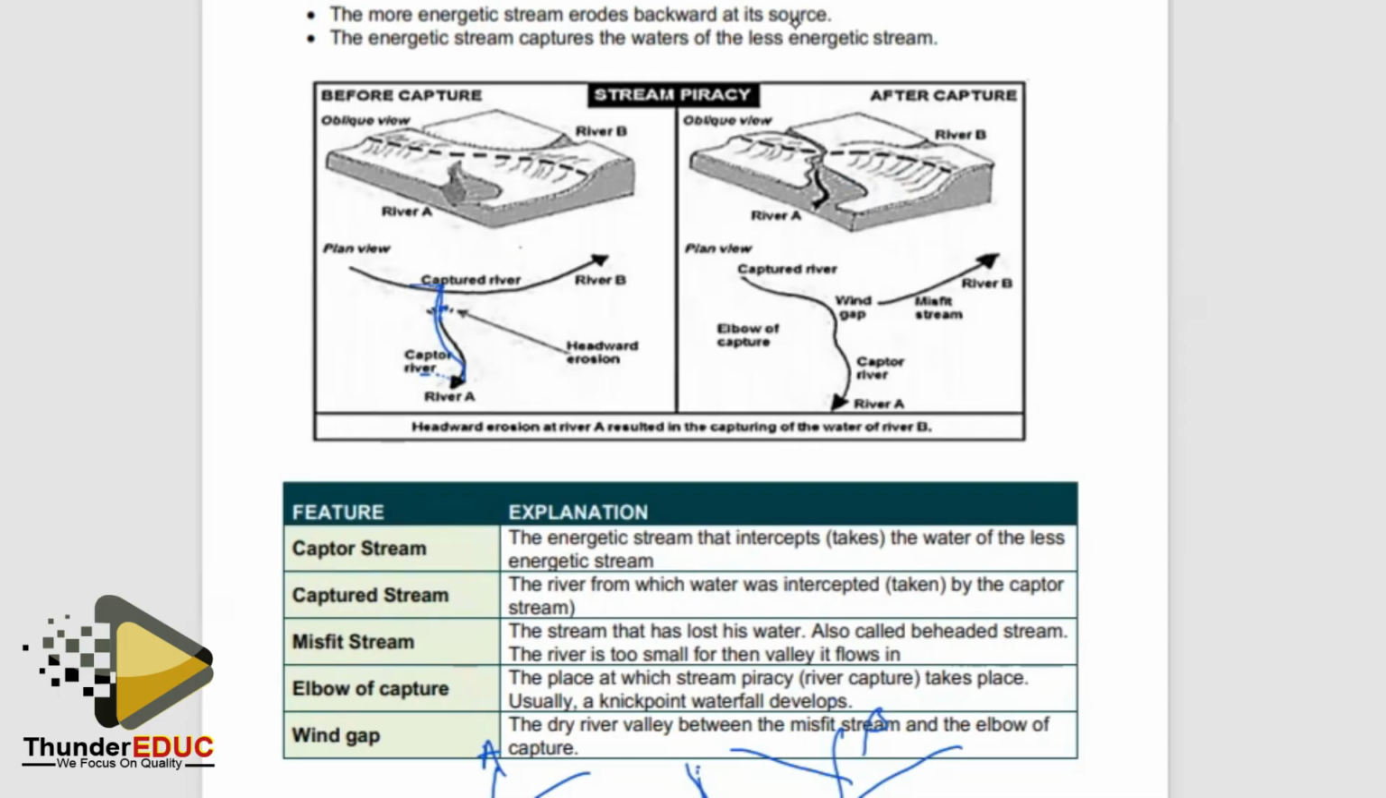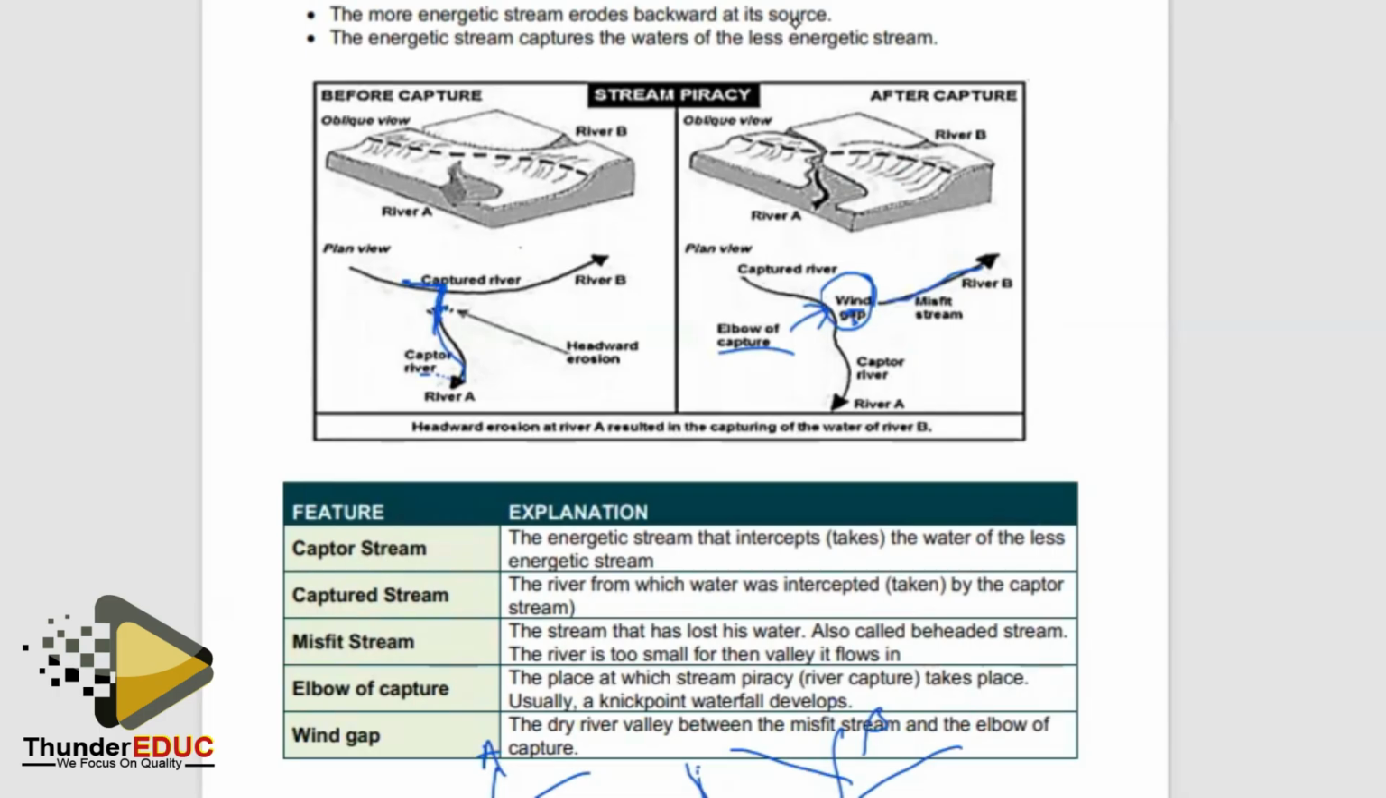And we also have what we call the elbow of capture. Like we are seeing, an elbow becomes now this bend here, where the process of river capture has happened. Here, the water now is going to bend to feed here. So this bend that is going to be created is what we call the elbow of capture. Then the wind gap, because now there's no constant supply of water, this part might dry up and the river might continue downstream. It has lost its original supply of water. There's going to be a gap that is going to develop there. That is what we call the wind gap.